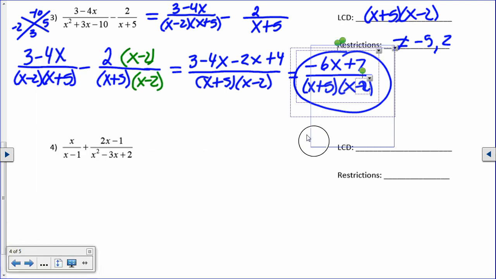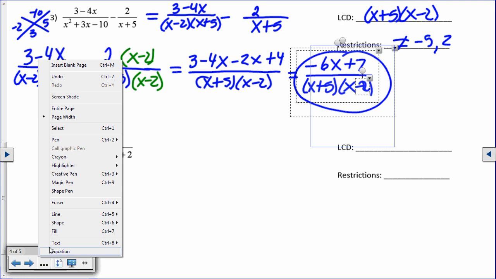Alright, so does anybody have, I'm sorry that happened. That's kind of weird. Where's my pointer? Okay, there's my pointer.